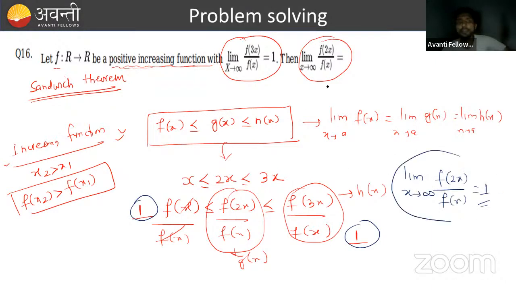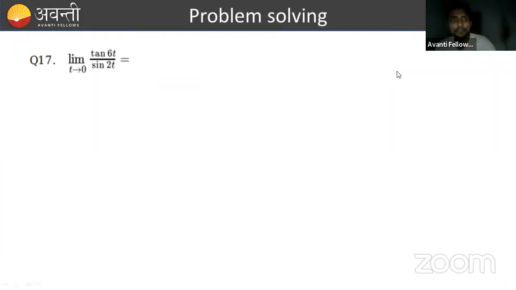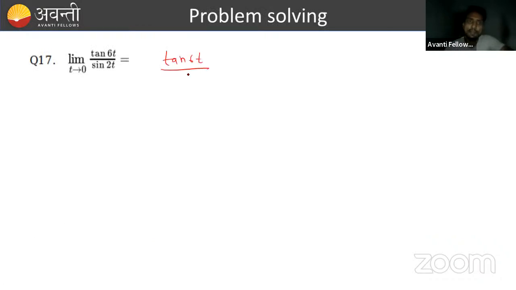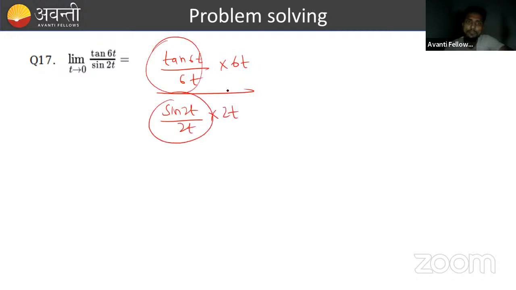So is it clear, guys? So what is the value? This is 1. Okay. So now we have some questions. This is a very easy question. You can simply write 1060 divided by 60 into 60, and here you can write sin 2t by 2t into 2t. This is 1, this is 1, t and t cancel, 6 by 2 is equal to 3. Okay, so this is also easy.